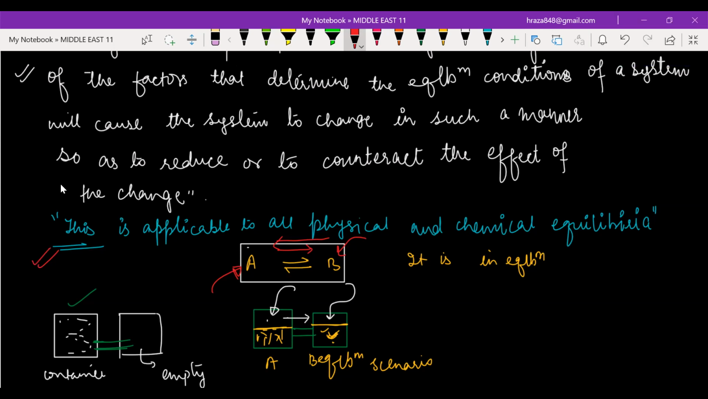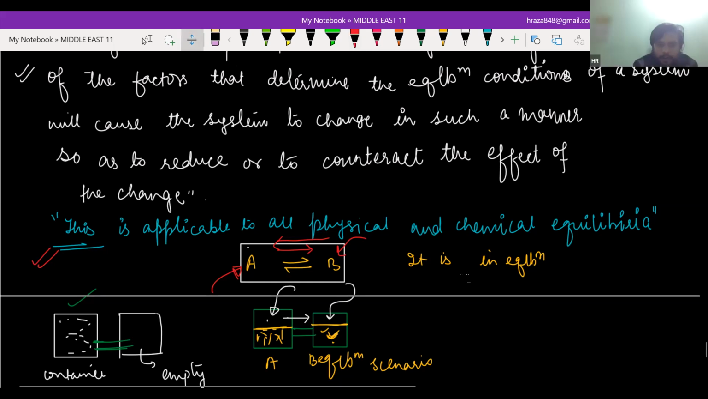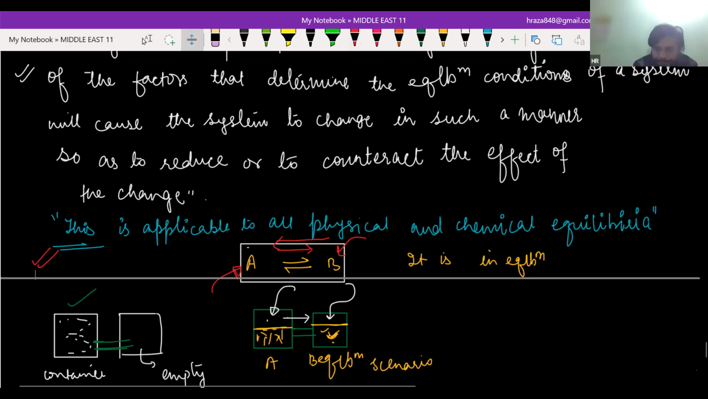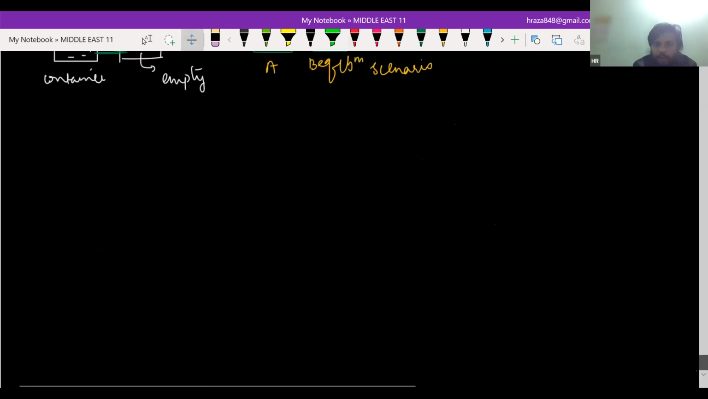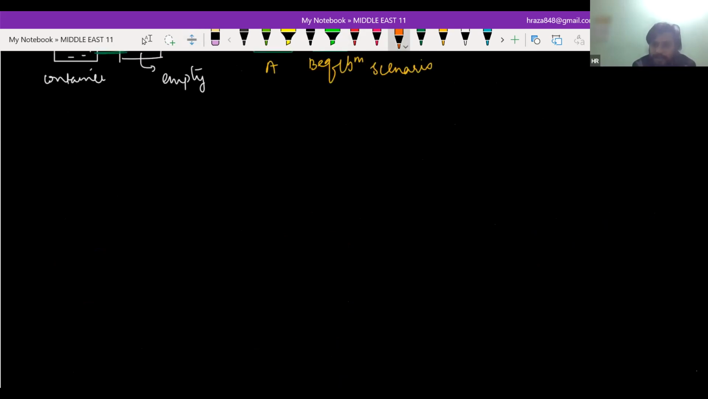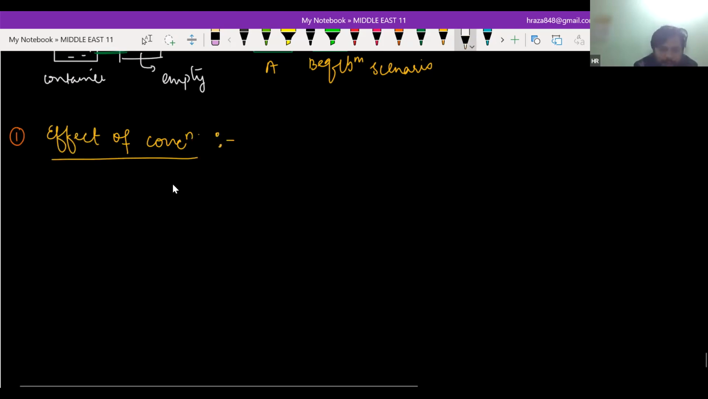Okay, thank you. Now, I'm going to take examples like effect due to concentration, effect due to temperature, effect due to pressure, effect due to volume. I'm going to take all the examples. So from case one, I'm going to take the effect of concentration, and answer me if you are getting my point. You will be able to answer it.